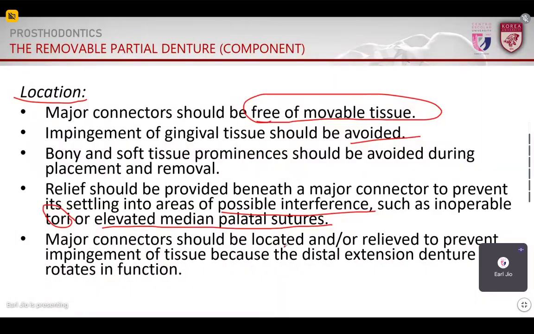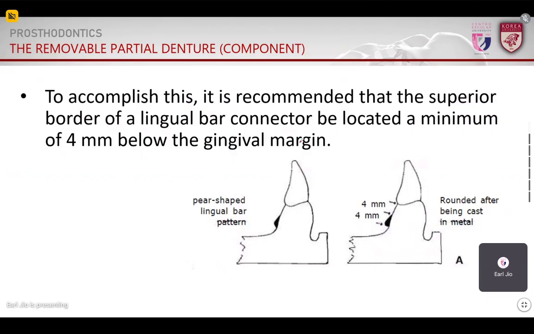Major connectors should be located or relieved to prevent impingement of tissue because distal extension denture rotates in function. Okay. So, dapat daw ang isang major connector dapat may relief sa any movable soft tissue. So, to accomplish this, it is recommended that the superior border of the lingual bar, which is a major connector of lower arch, should be located at a minimum of 4 millimeters below the gingival margin.